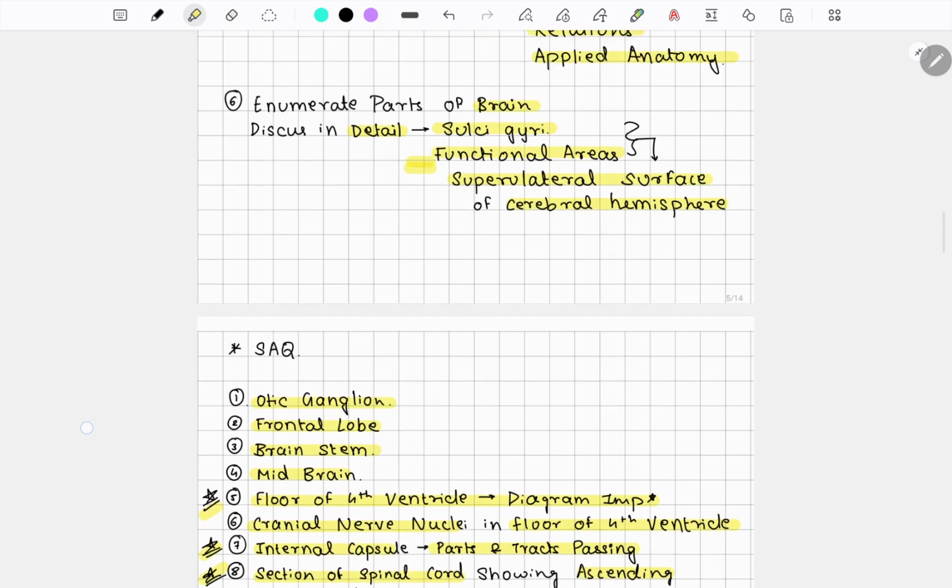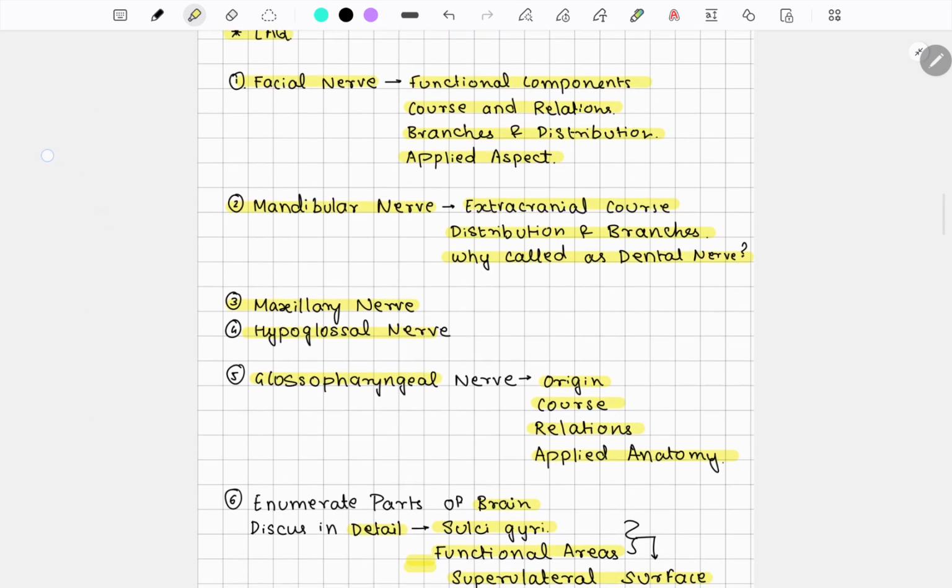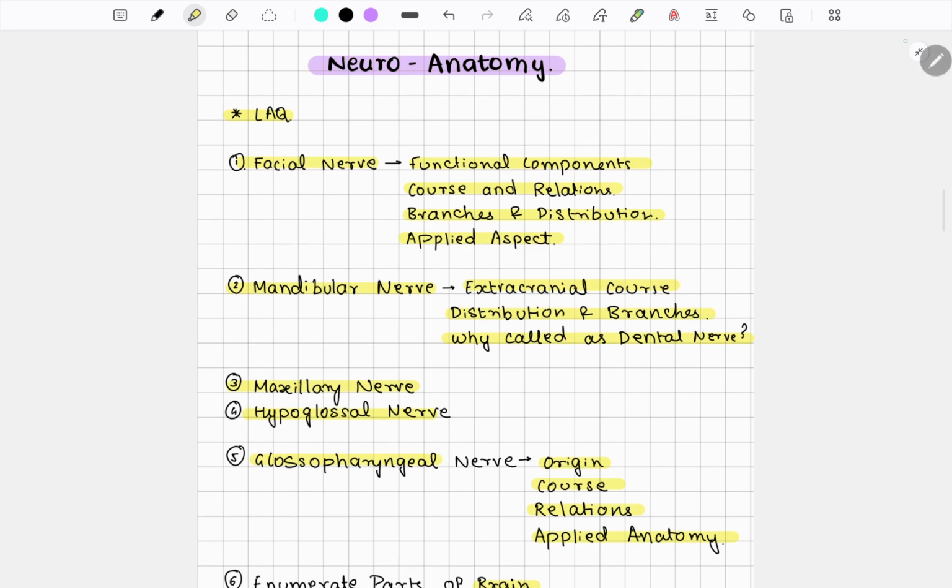So these are the SAQs and these are the LAQs which are commonly asked in neuroanatomy exam.